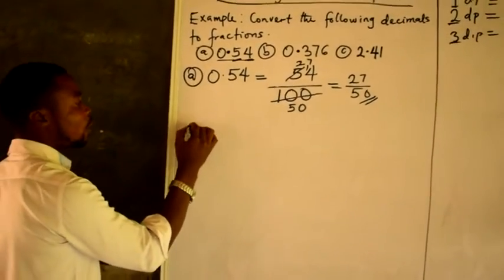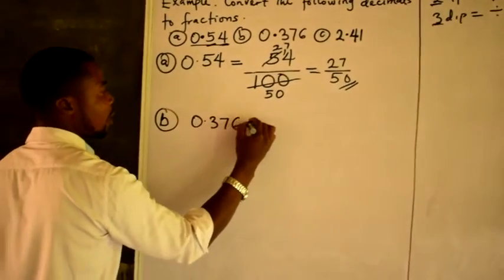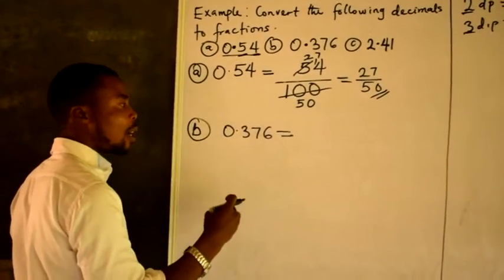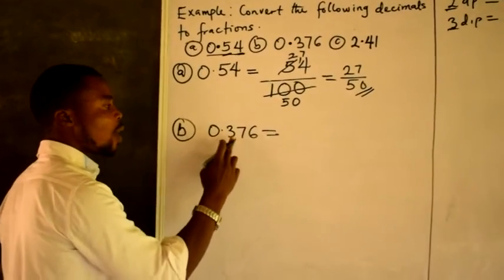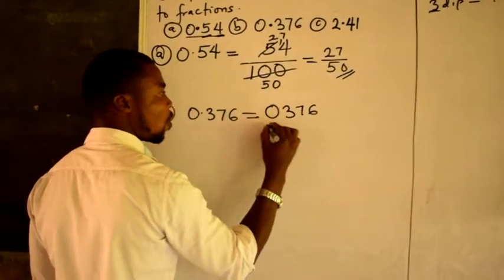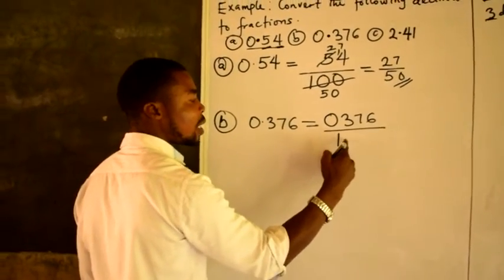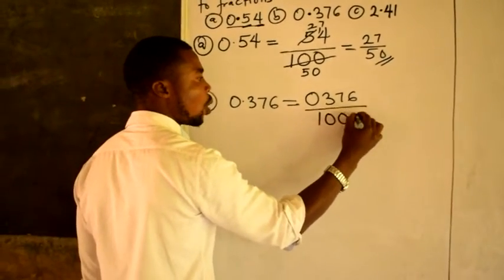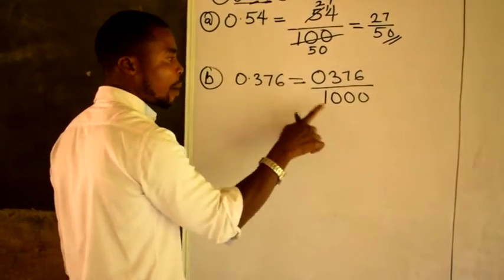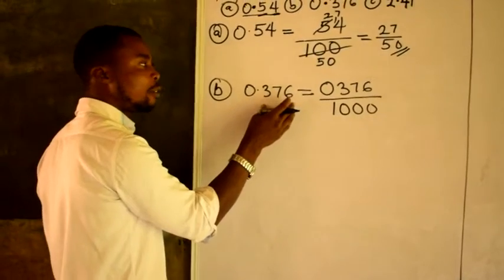Let's take a look at the second example, which is 0.376. Like I told you earlier, the decimal places will determine the number which we will use to divide. So here we have 0.376 over, how many decimal places here? 1, 2, 3. So we are using 3 zeros. If it is 4 decimal places, you are using 4 zeros. If it is 5 decimal places, you are using 5 zeros. It depends on the decimal places given in the question.